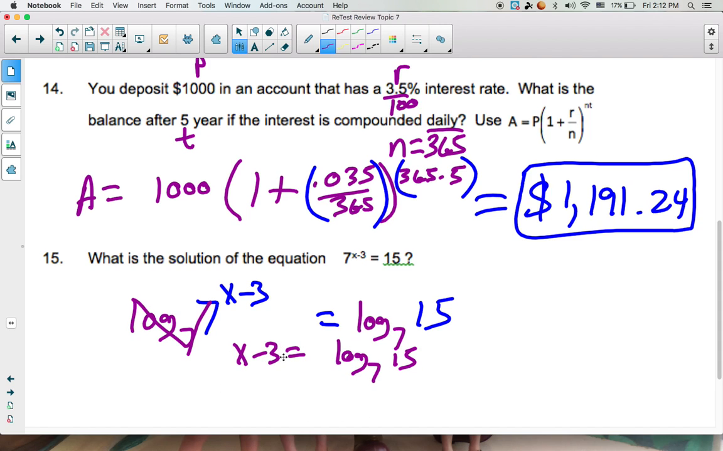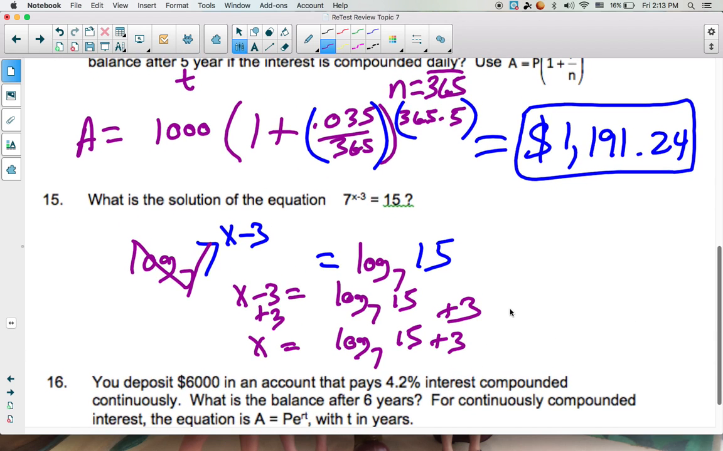Now I'm going to solve for x, so what I want to do is take this minus 3 and add it to each side. So that gives me x equals log base 7 of 15 plus 3. And you can type this in on your calculator. Now you will use your change of base formula. So the way it's going to be inputted on the calculator would be this.